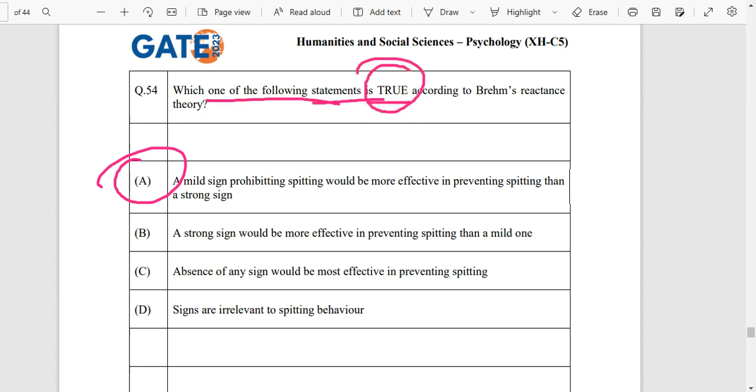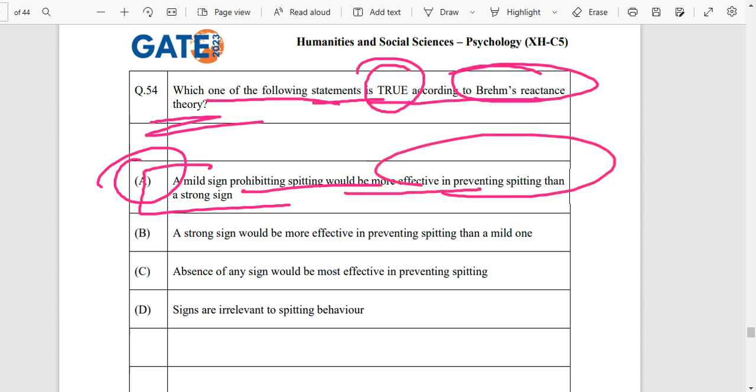because the question is asking which of the following statements is true according to Brehm's reactance theory. A mild sign preventing spitting would be more effective in preventing spitting than a strong sign according to Brehm's reactance theory. So now we will move on to the next question.